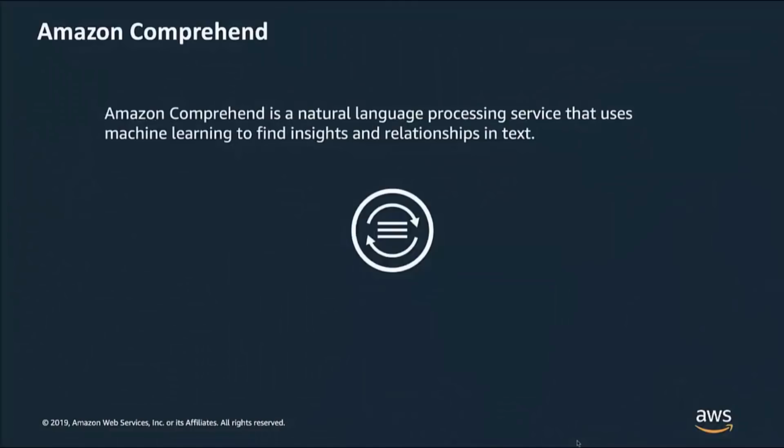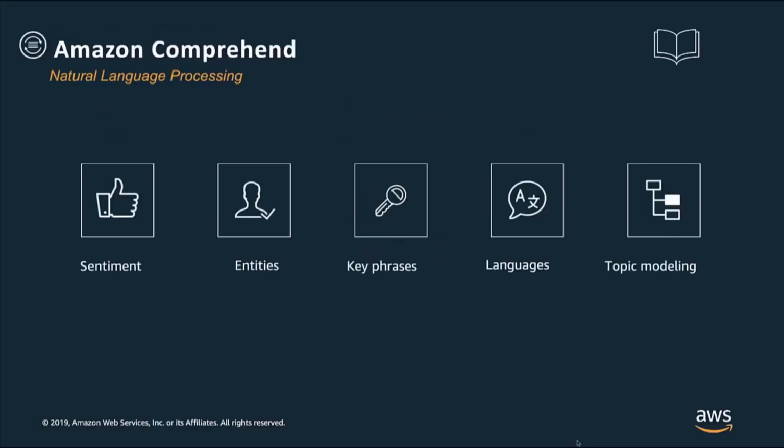Amazon Comprehend is a natural language processing service that uses machine learning to find insights and relationships in text. Amazon Comprehend is a natural language processing engine. It can provide sentiment analysis. It can also identify entities, which are things like persons, places, dates, quantities, and organizations, key phrases, language, and topic modeling.